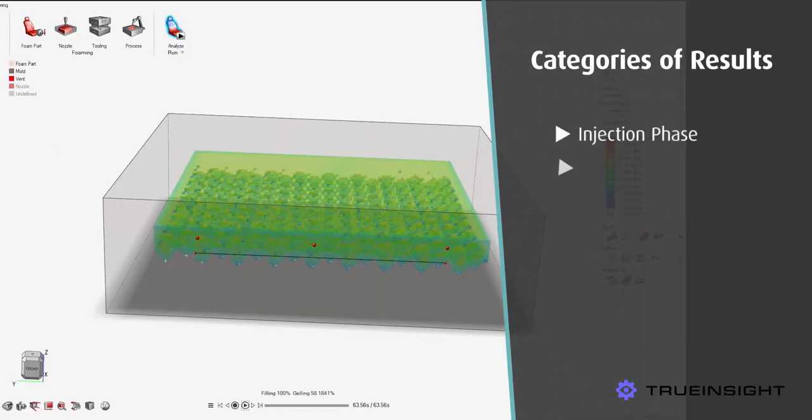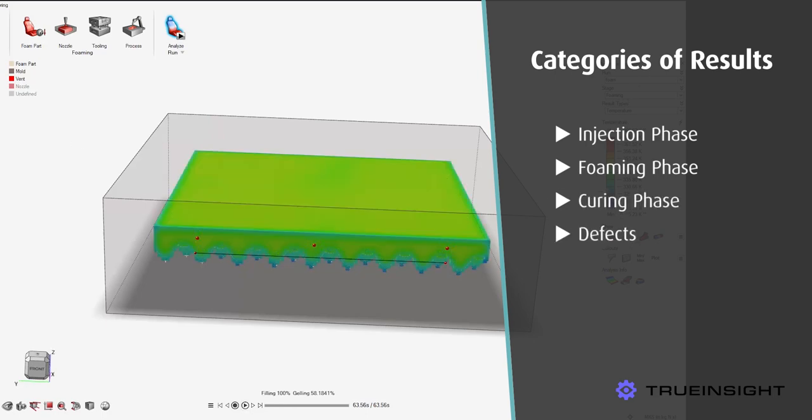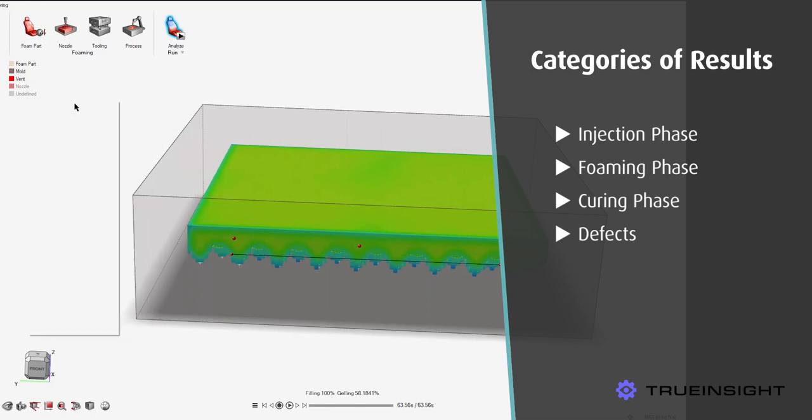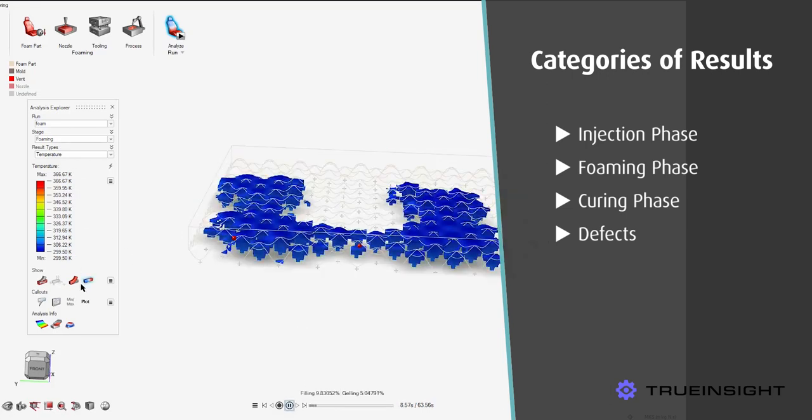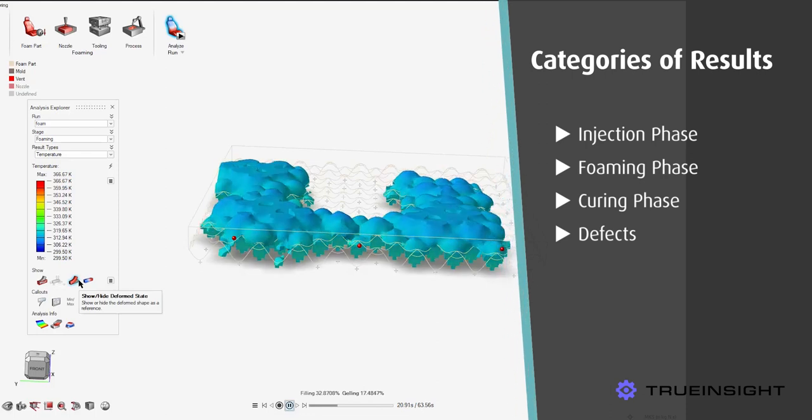Now there are 4 main categories that the results are going to fall into. The first is the injection phase, which is exactly what it sounds like. It's the injection of the material. The second is the foaming phase, which is the expansion of that foam stage. The third is the curing phase or the hardening phase, and then the last category is the defects section.